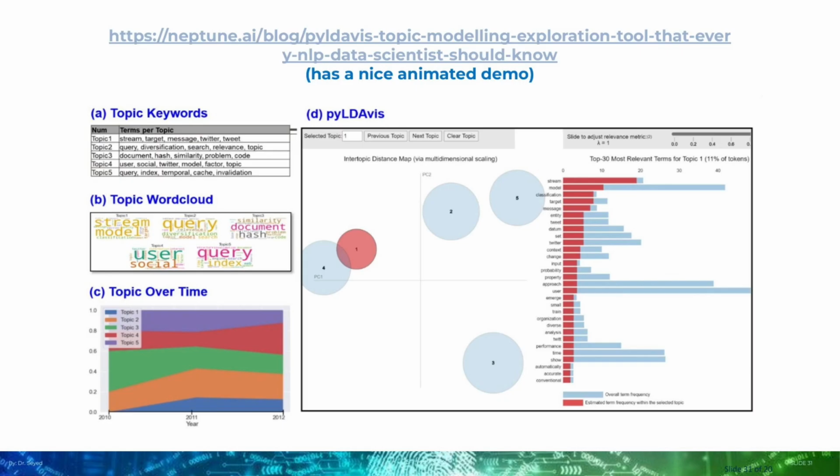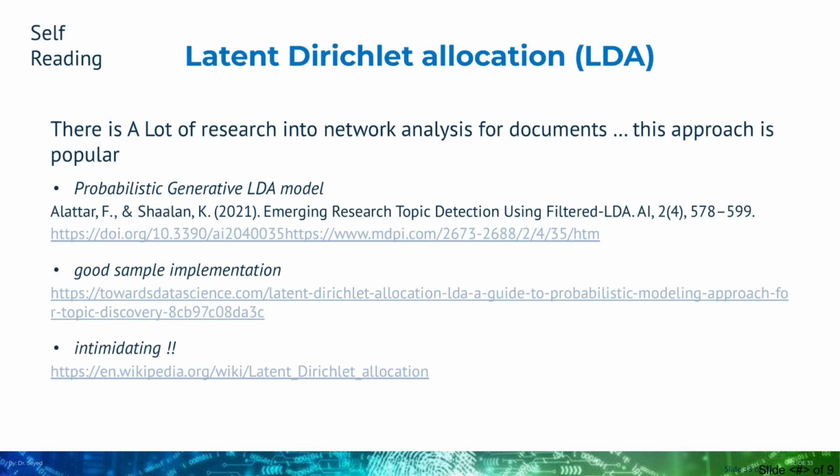For anyone keen on the mathematical side of this, be warned. The math behind LDA is complex, involving probability distributions and Bayesian inference. But it's a fascinating area to explore. To reiterate, latent Dirichlet allocation, LDA, is a popular approach in network analysis for documents. It's a powerful probabilistic generative model. You can see the links here for self-reading, including a great research paper by Alatar and Shalin. The key is that LDA can help identify recurring themes. For instance, pulling out topics from thousands of customer reviews.